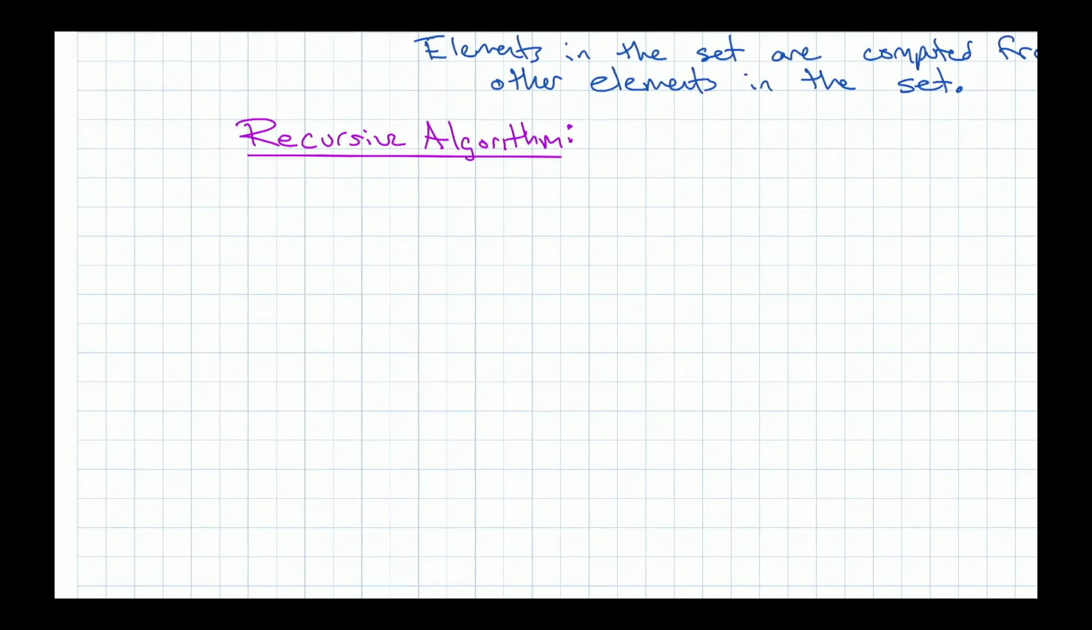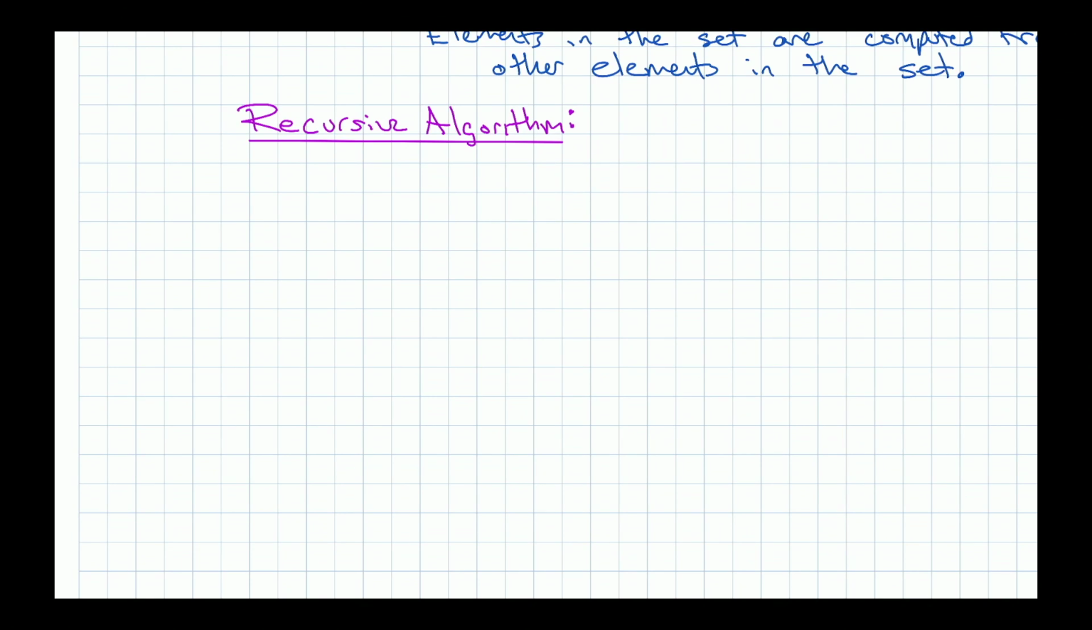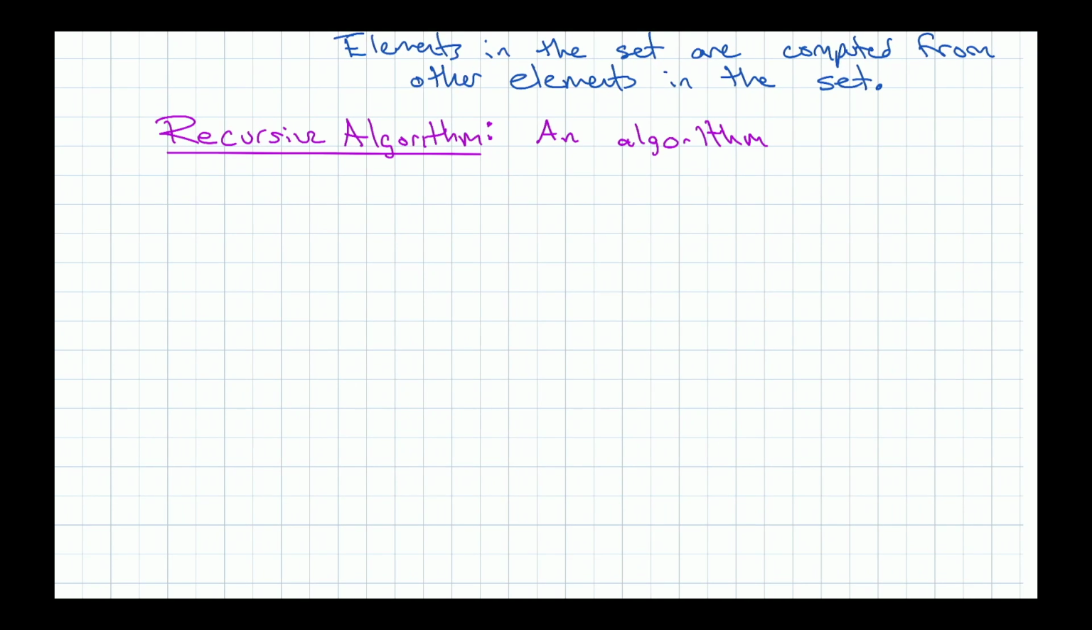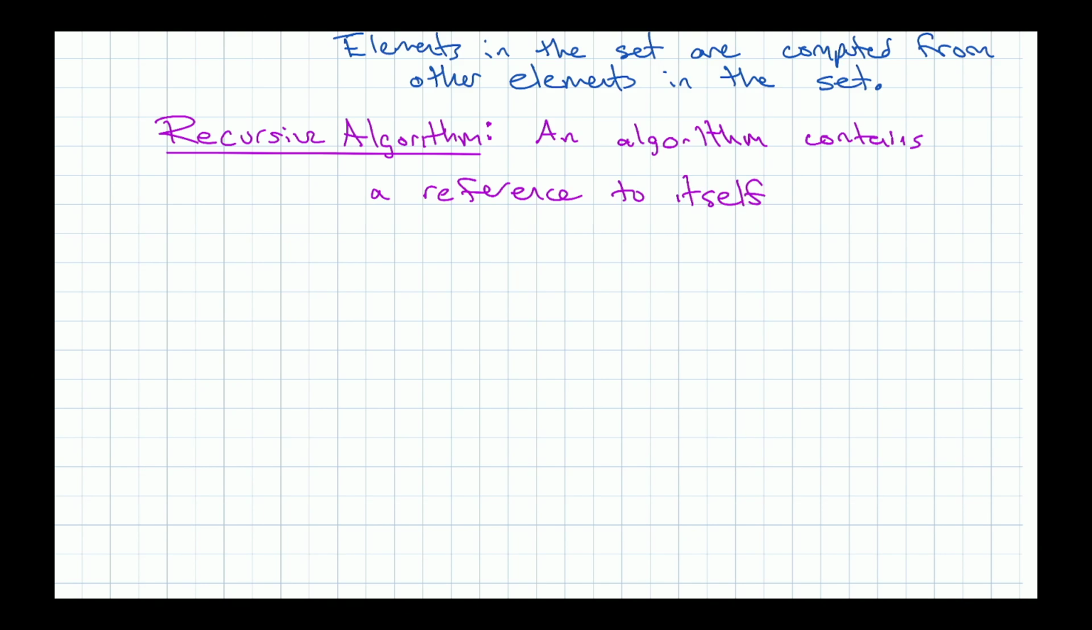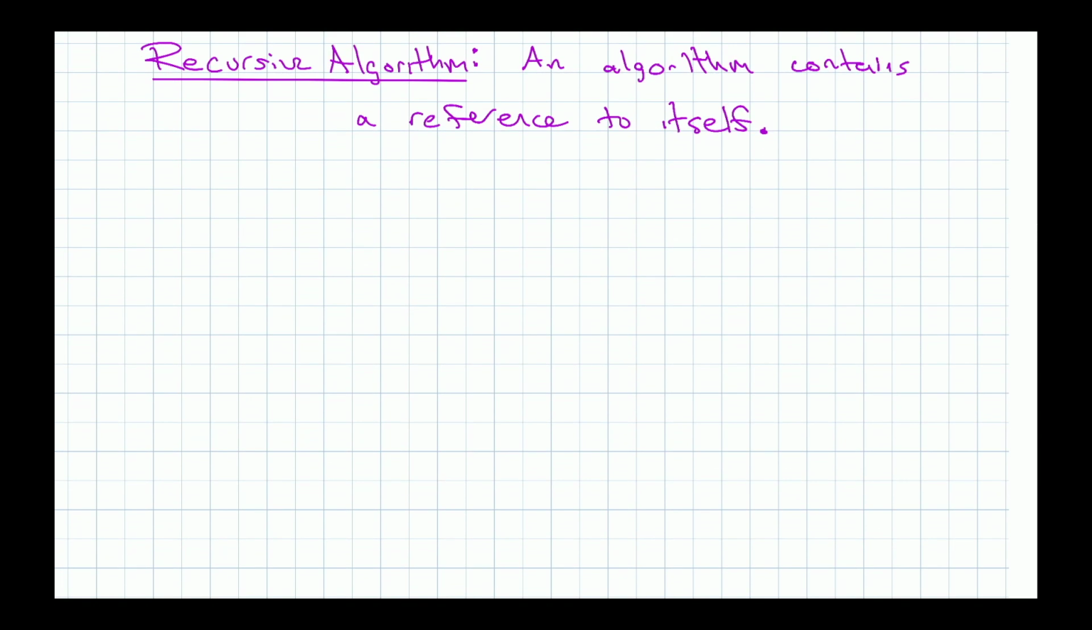The same idea is going to apply to a recursive algorithm. This is going to be an algorithm that refers to itself, an algorithm that basically contains a reference to itself. I'll say that a little nicer in a second. The way you normally would like to think about a recursive algorithm in computer science is that typically this is going to be a function that calls itself. It's a function that calls itself.